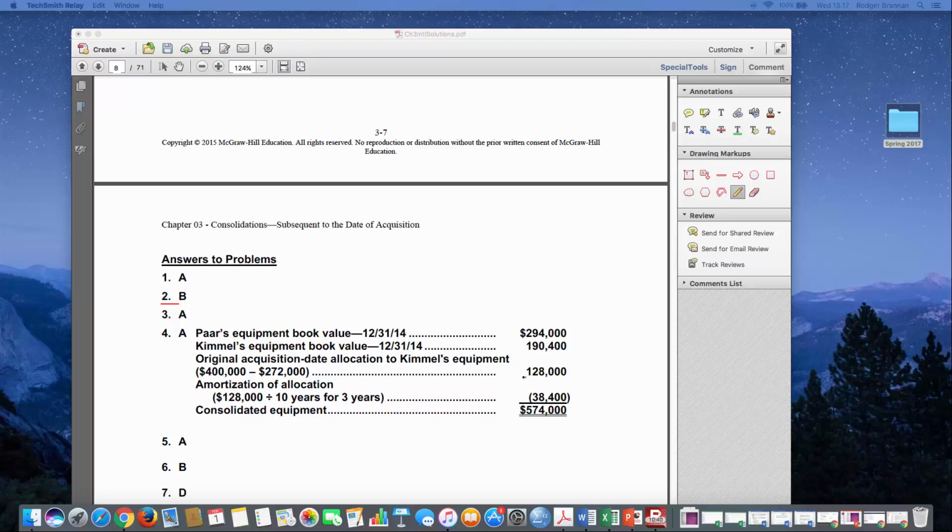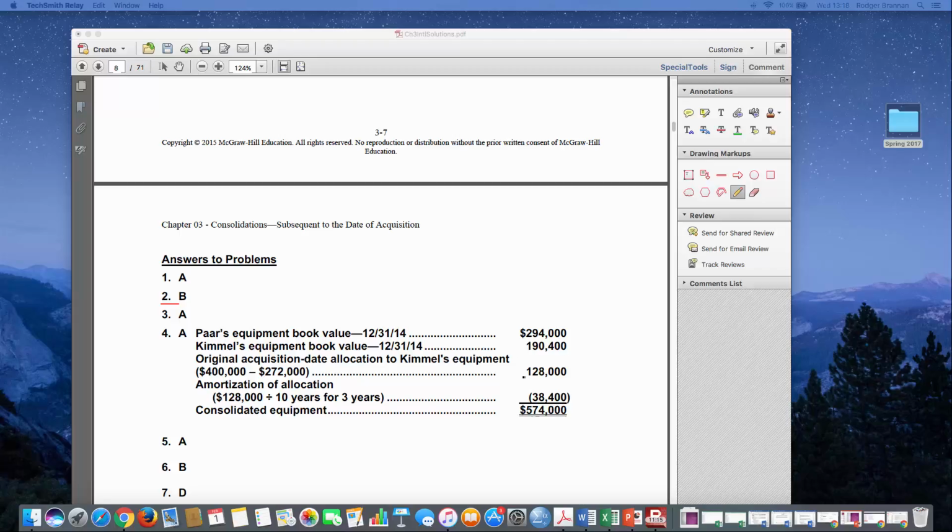So taking the 294,000 plus 190,400 gives you 484,400, plus the 128,000, I'm sorry, plus 128,000 gives you 612,400. Then the 128,000 divided by 10 gives you 12,800. If you multiply it times 3, it gives you 38,400. Subtract that, and you end up with the answer of A, 474,000.